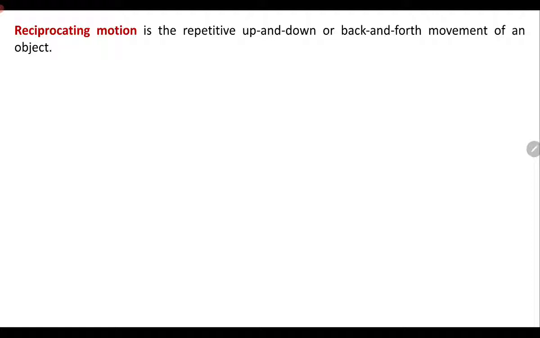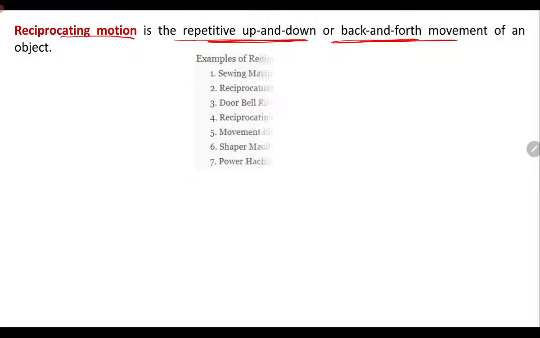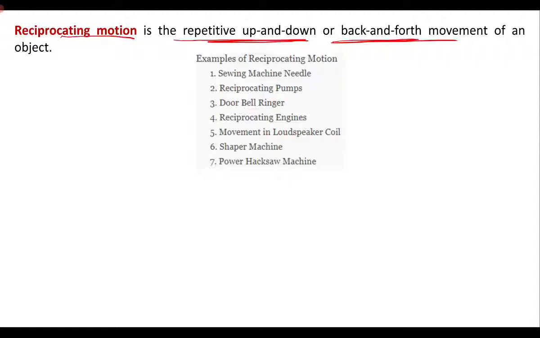Let us see another motion which is called reciprocating motion. Reciprocating motion is the repetitive up and down and back and forth movement of an object. Examples are sewing machine needle, reciprocating pumps, doorbell ringer, reciprocating engines, movement in loudspeaker coil, shaper machine, power hacksaw machine.